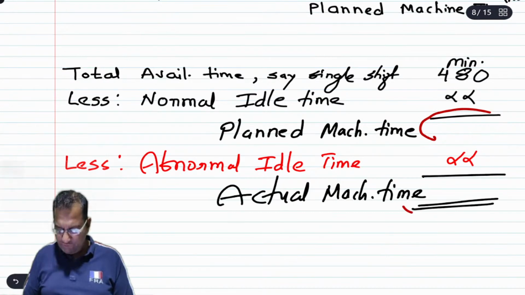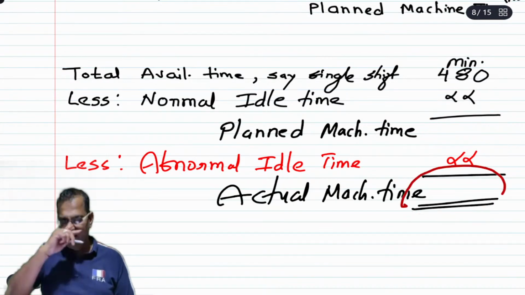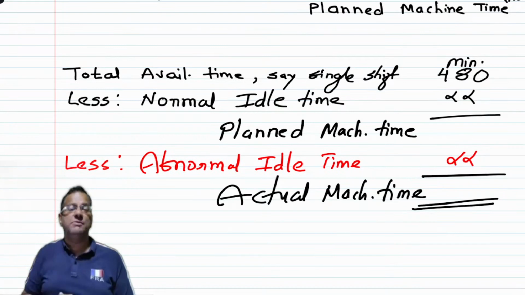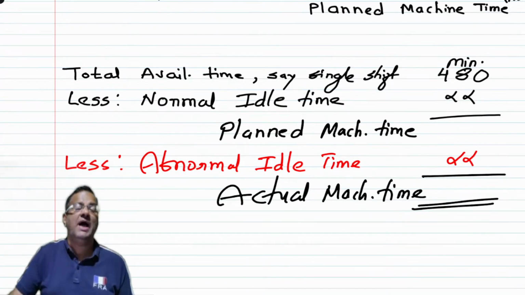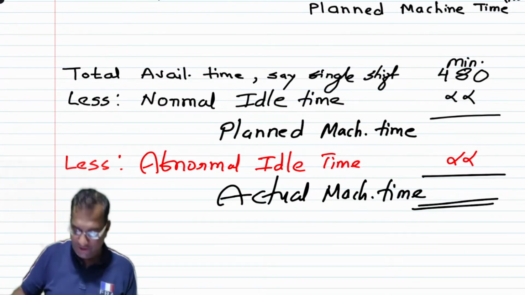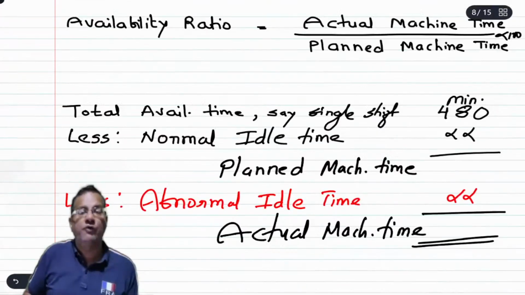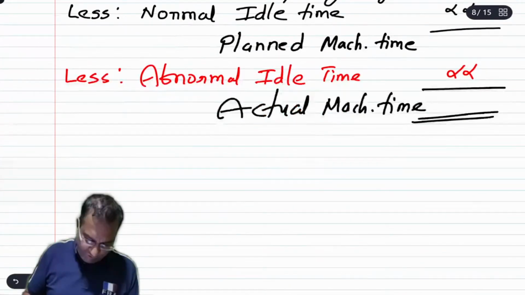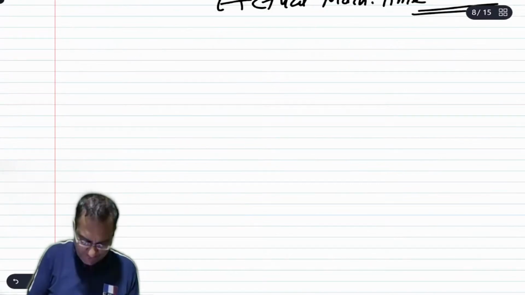We will compare this with the actual machine time. The difference between planned and actual machine time is the abnormal idle time. Clear beta? Let's move ahead. So this is the availability ratio. Second, write performance ratio.